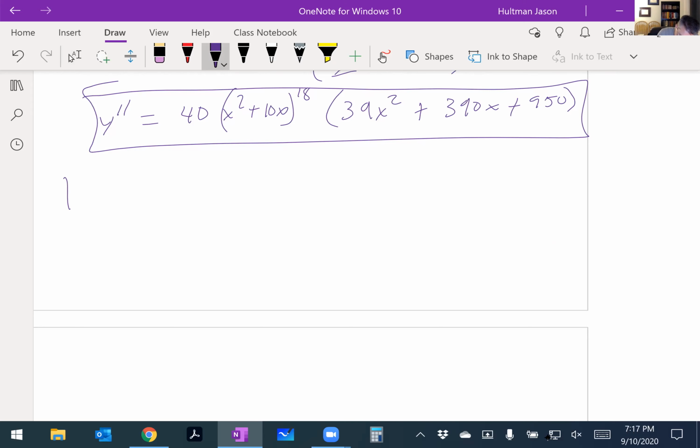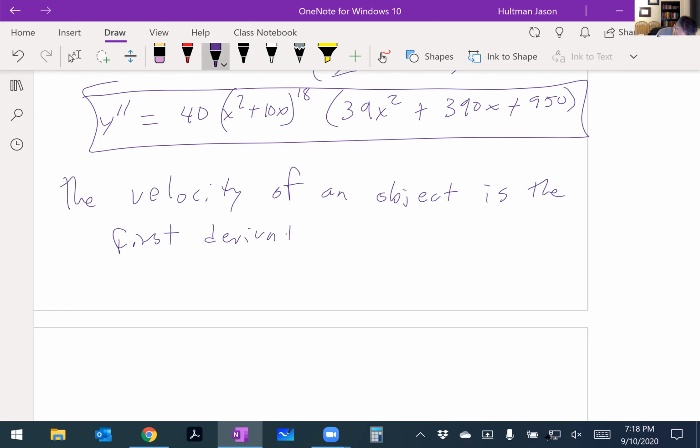The velocity of an object is the first derivative of its position at a given time. Okay?